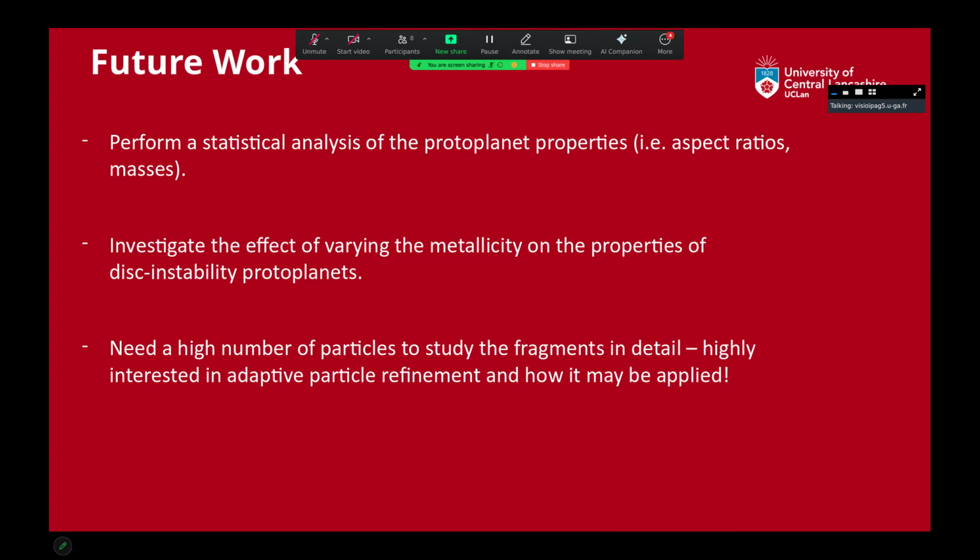Ideally, if we have the time, we'd like to push our particle count a bit further. As a result of this, I'm really interested in learning more this week about the adaptive particle refinement method and how it may be applied, because I think this could be a really good use case and could be really helpful.